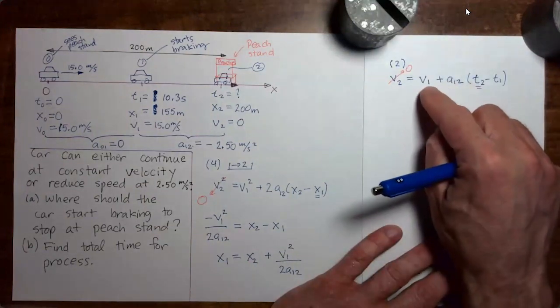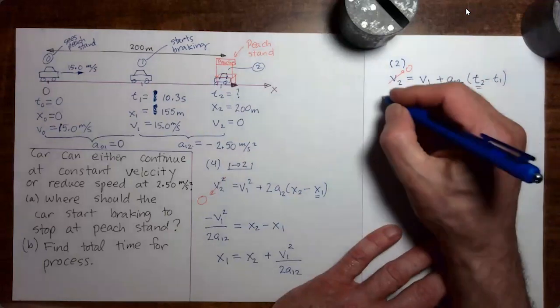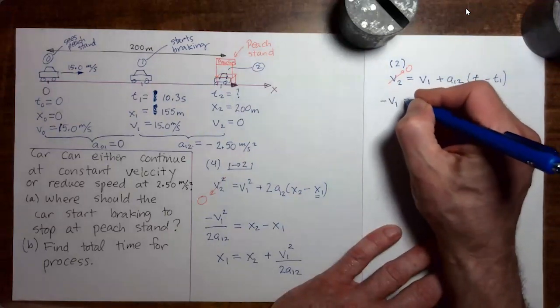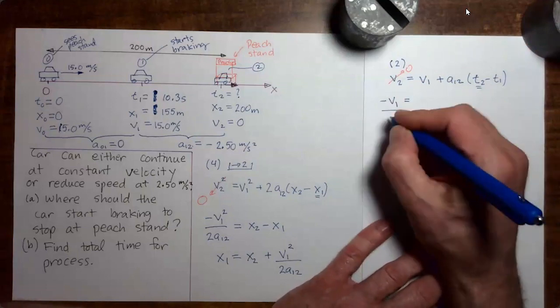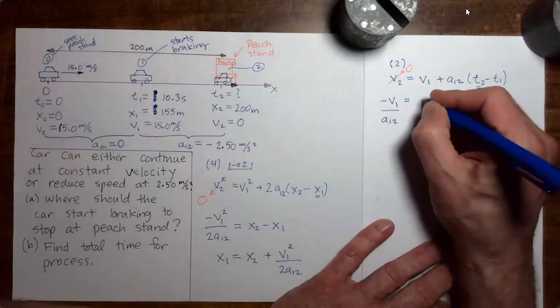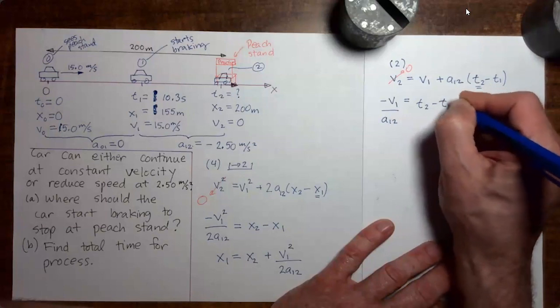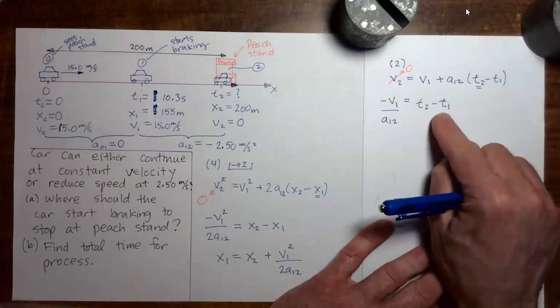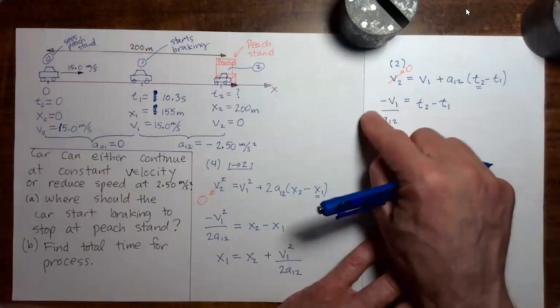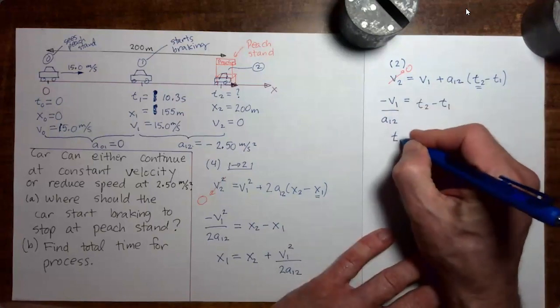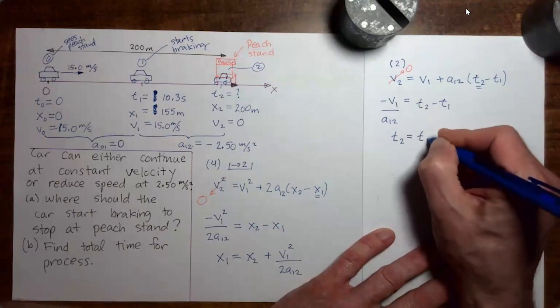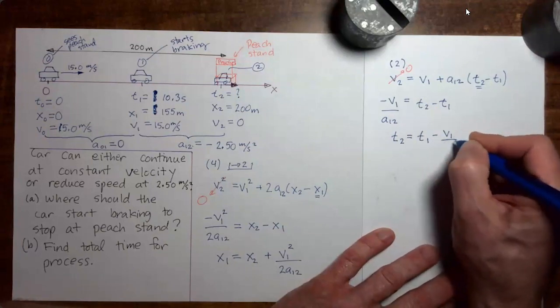So let's do the algebra. Take v1, move it to the left where it picks up a minus sign. And while we're at it, let's divide by a12. So we get minus v1 over a12 equals t2 minus t1. Now I'm going to take that minus t1, move it to the left where it picks up a plus sign, and then flip sides. So I have t2 equals t1 minus v1 over a12.